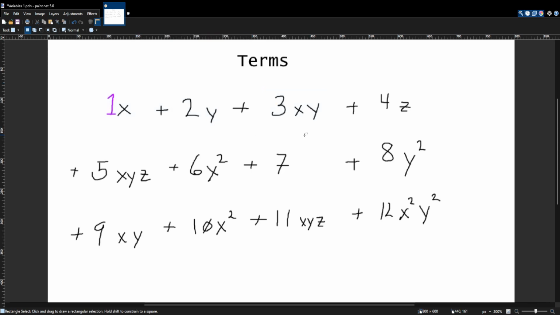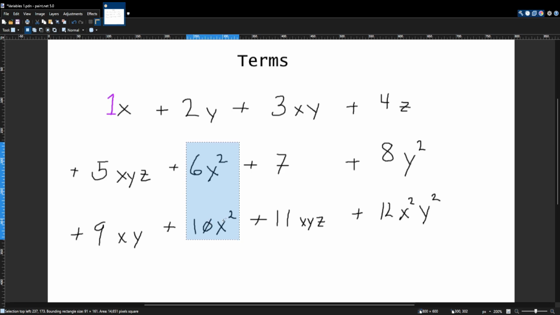So, because of the multiplication of the variables, we need to have the exact same amounts of the exact same variables. 1x and 6x squared are unlike terms because there are two x's being multiplied here, or there is only one x being multiplied here. However, if the exponents are the same and the variables are the same, then I can add the coefficients of these two terms, and I'll have 16x squared.